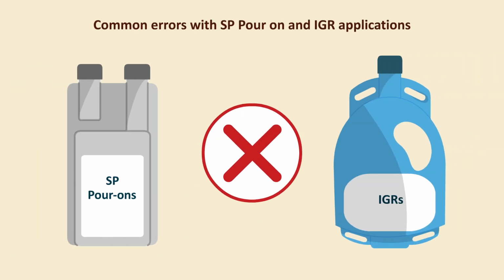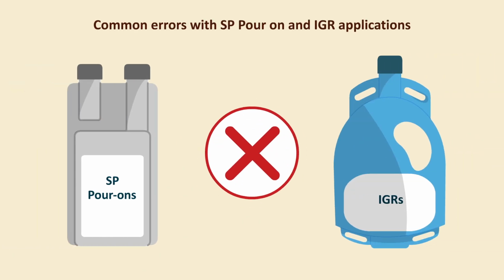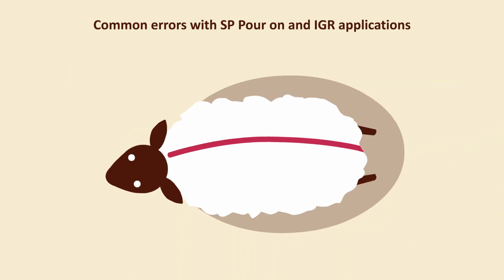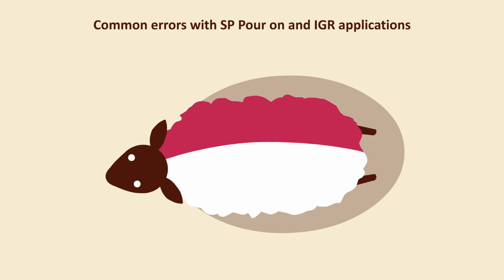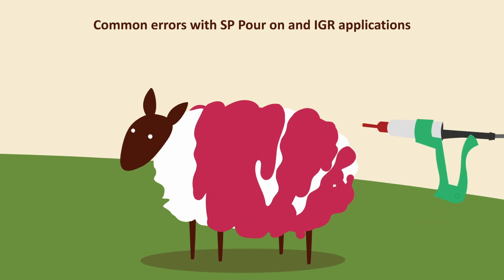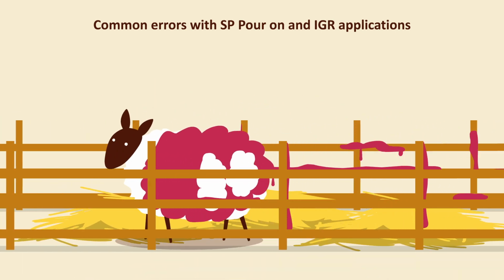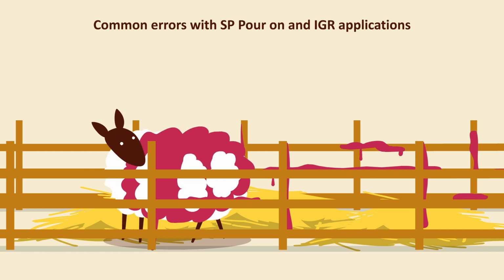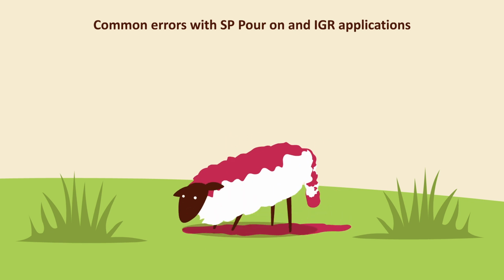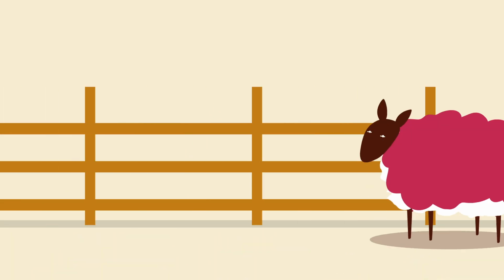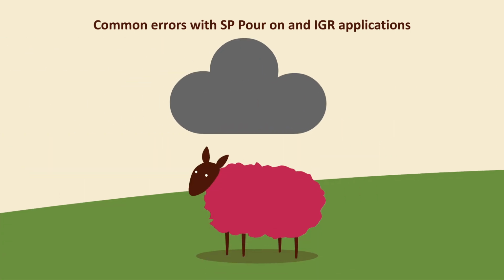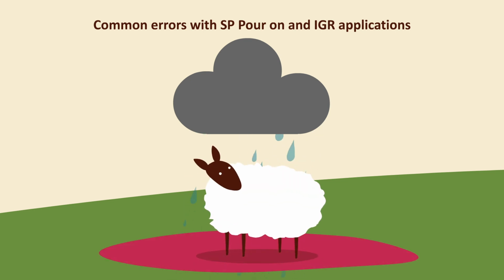There are several common errors when applying SP and IGR pour-on products. These include application to one side of the midline, resulting in protection on only one side of the sheep, failing to overlap the strokes for IGRs, not taking adequate care when handling animals after application, allowing lambs to lie down or roll in the grass immediately after treatment, failing to ensure the full dose lands on the animal, exposing animals to very heavy rainfall after the product has been applied.